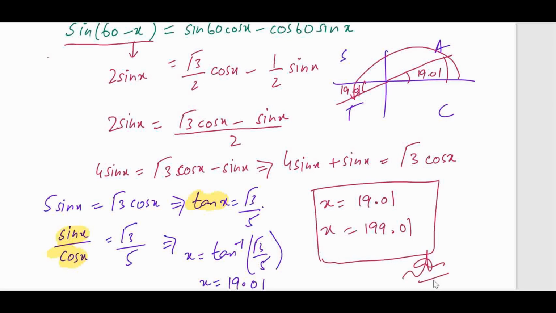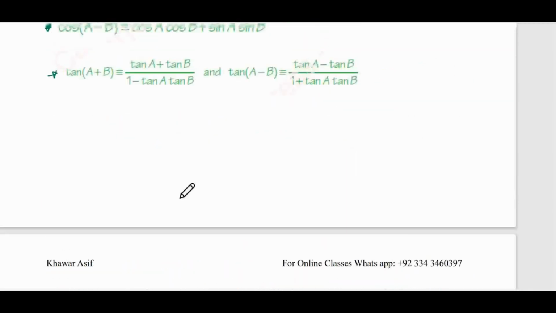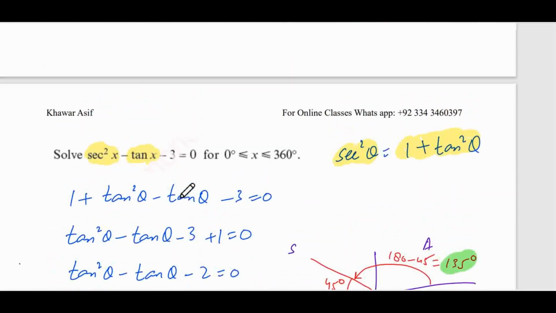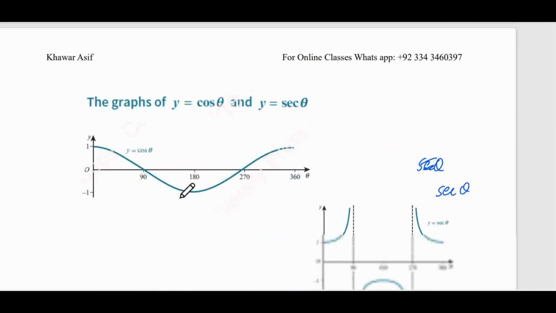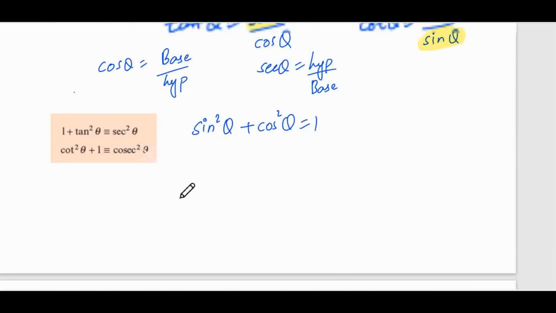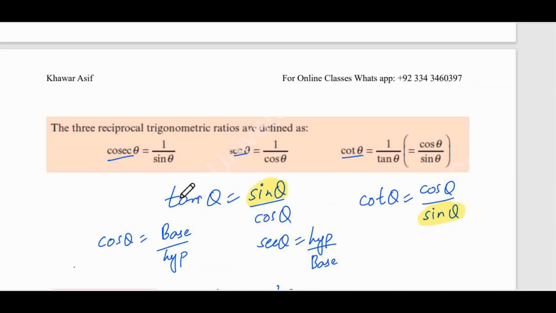So that is it for today. Tomorrow, inshallah, we will discuss the other concept, the compound angle, and how to solve the difficult questions related to the trigonometric functions. Today we have discussed how to solve and use the compound angle identities, then how to use the graphs, and then how to use the basic trigonometric ratios to solve the equations.